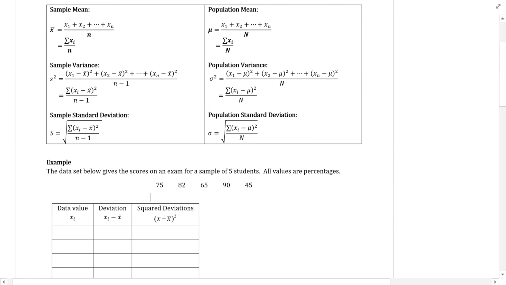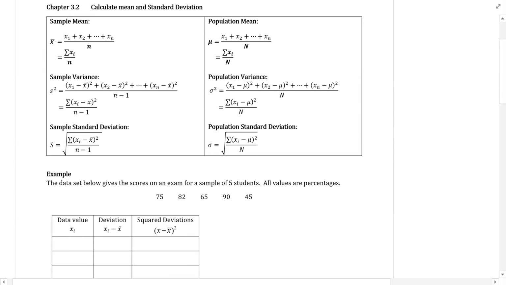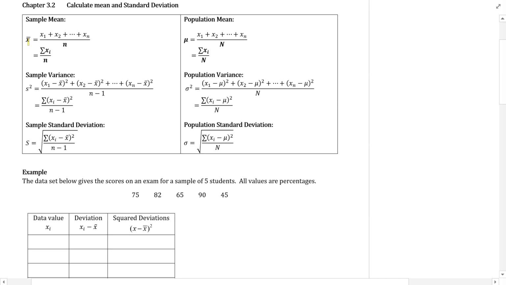So let's review here. The sample mean is given by summation of xi over n, and the sample variance is given by summation of xi minus x bar quantity squared over n minus 1, and the standard deviation is just the square root of the variance. Okay, that's for a sample. All right, so let's do it.